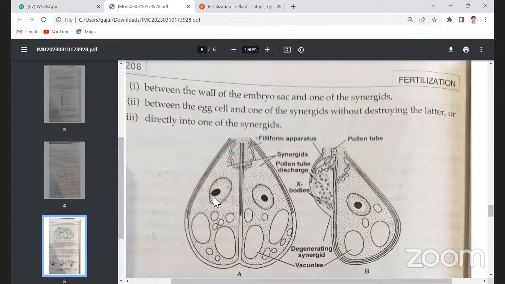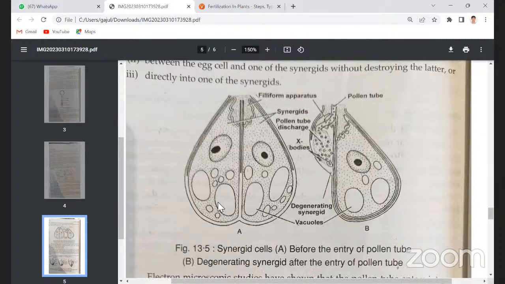That is, between the wall of the embryo sac and one of the synergids, between the egg cell and one of the synergids without destroying the latter, or directly into one of the synergids.